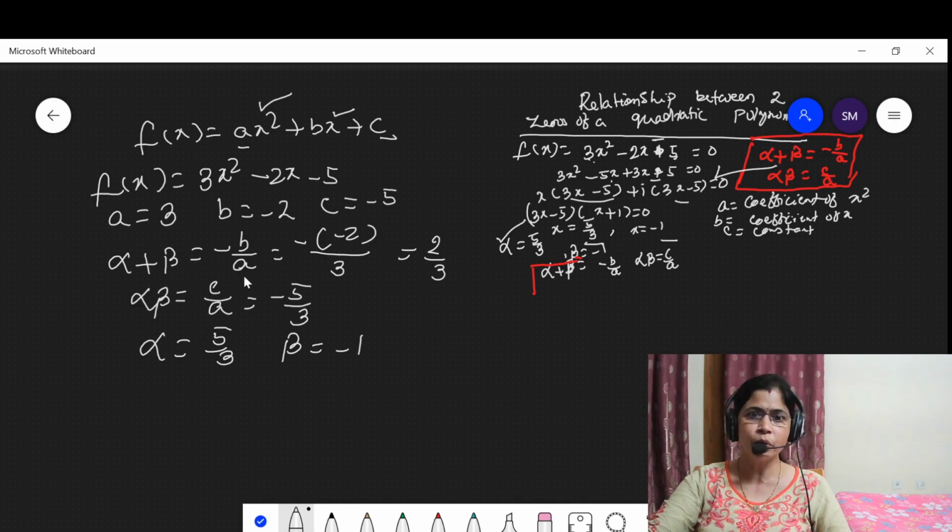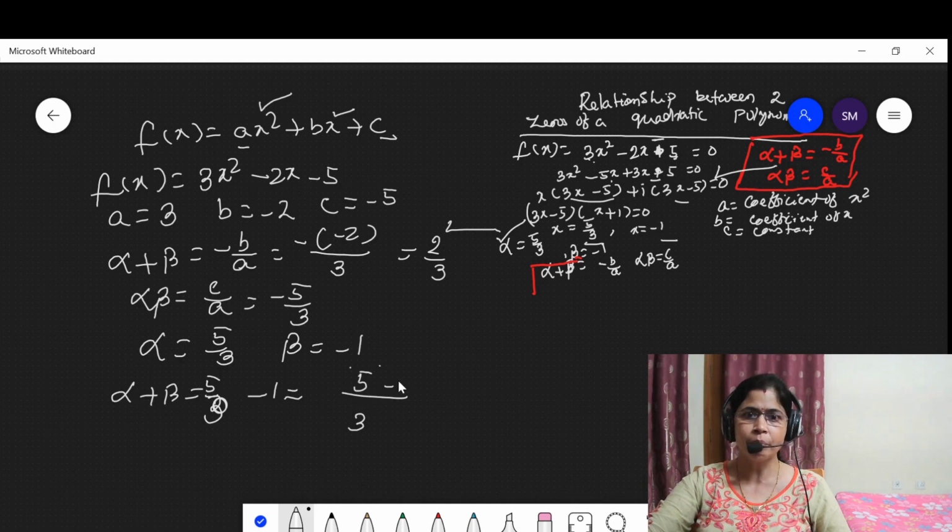Now let us put these here and prove the relationship. If alpha is equal to 5 upon 3 and beta is equal to minus 1, then alpha plus beta is equal to 5 upon 3 minus 1. Take 3 as the LCM.